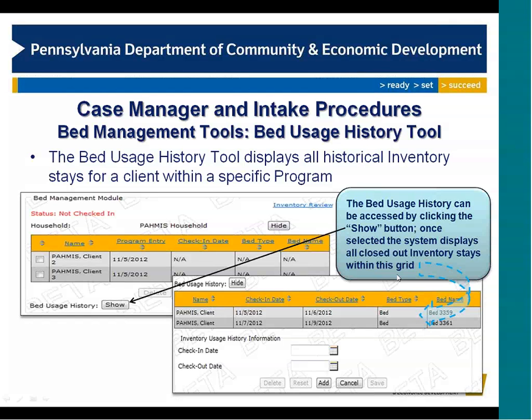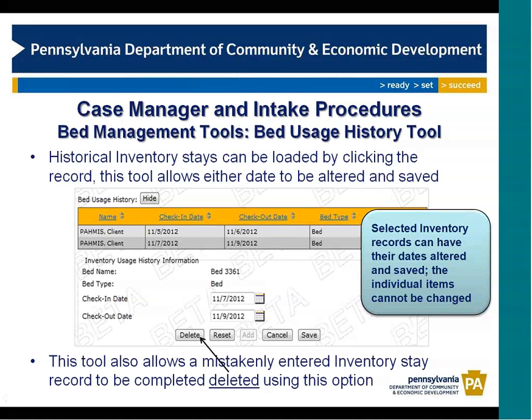If you click on it, it opens up this grid area that shows any closed inventory stay with the default information of their check-in and check-out date, their bed type, as well as their bed name. It provides a lot of useful information, especially if you're having problems with your inventory and you can't get things to match up. This is a good area to look at each client to see what stays these people are in. Now, along with just being able to review this information, the system allows a process of editing as well as deleting these stays if there's a mistake.